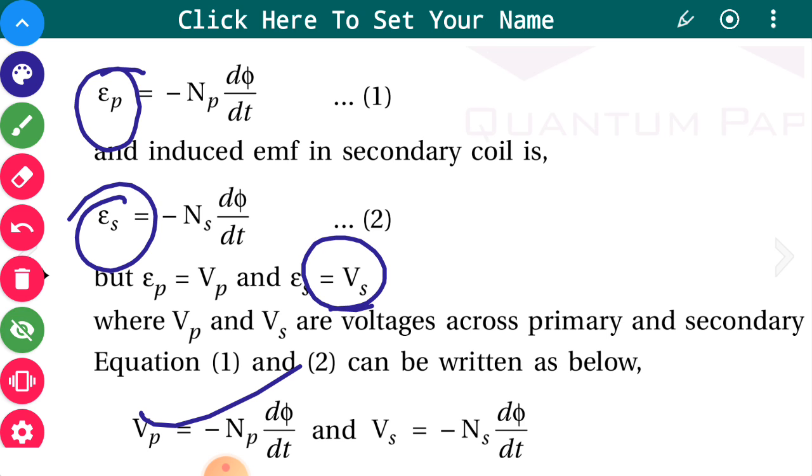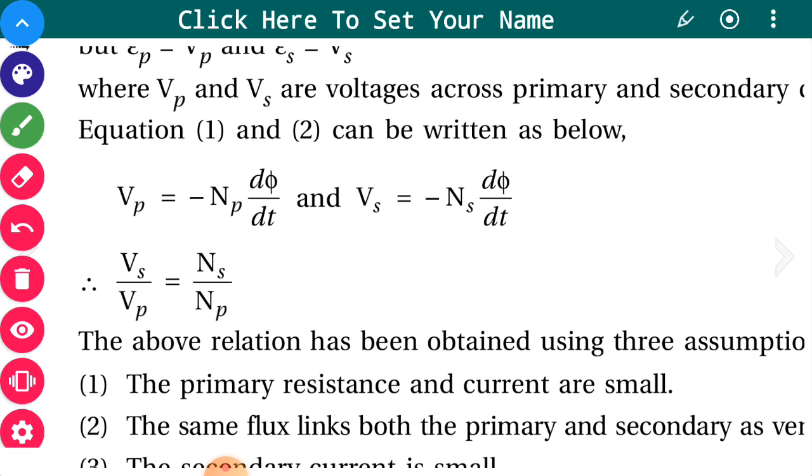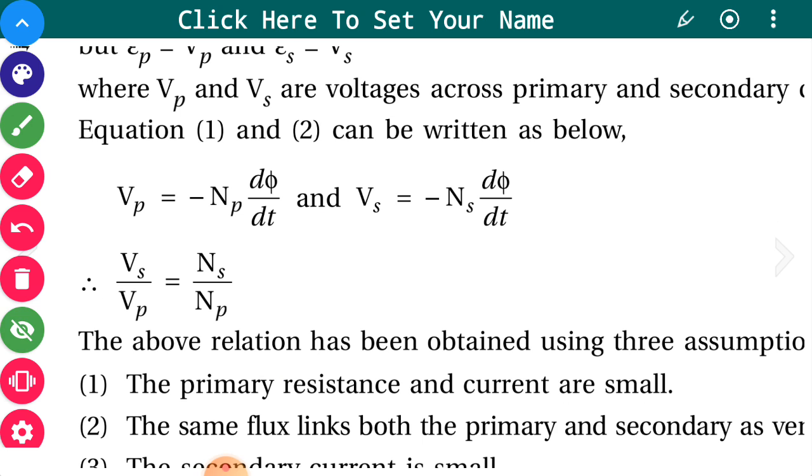So Vp is equal to minus Np d phi by dt and Vs is equal to minus Ns d phi by dt. Now you take the ratio, because all the flux which was changing with the secondary is the same as that of the primary, since ideally the flux is totally linked with the secondary, as we have taken into consideration.